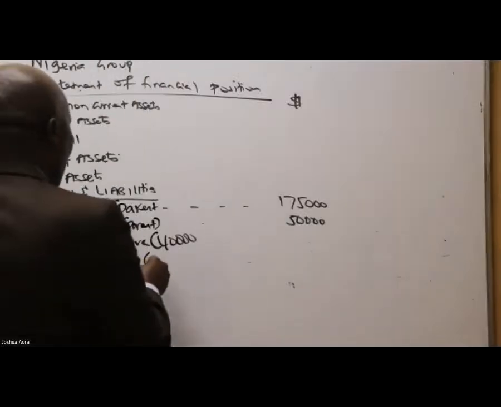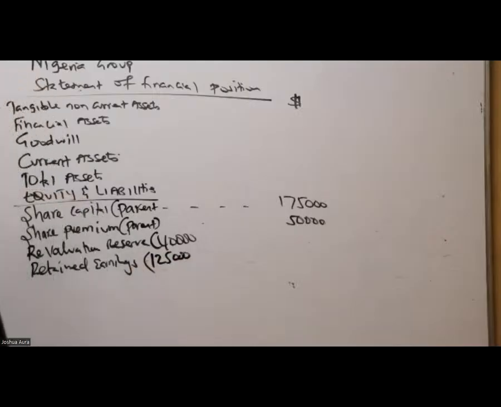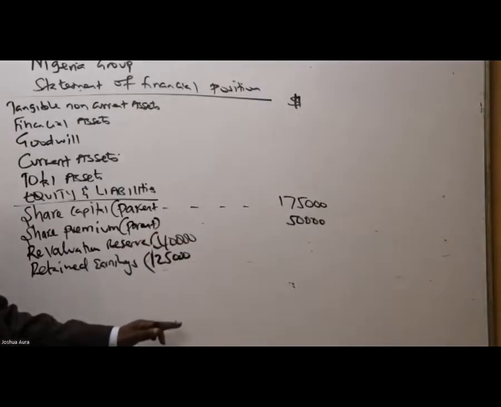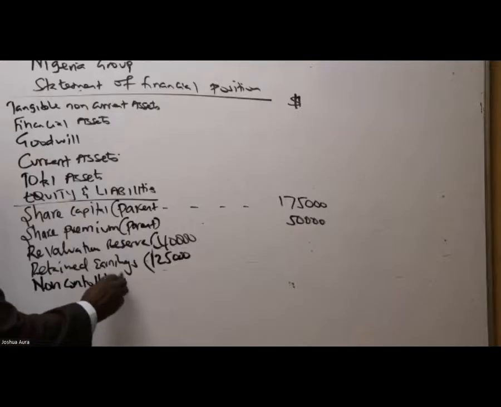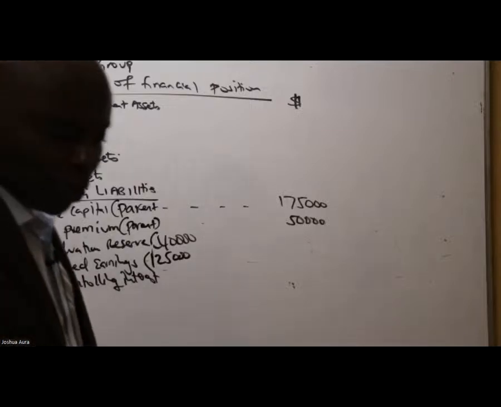125,000. I'm putting them here because later on I'll be doing some adjustments. Under equity, don't forget the non-controlling interest has to come there. Non-controlling interest is part of permanent source of funds. And from there, we go to the liabilities. So liabilities, what do we have?